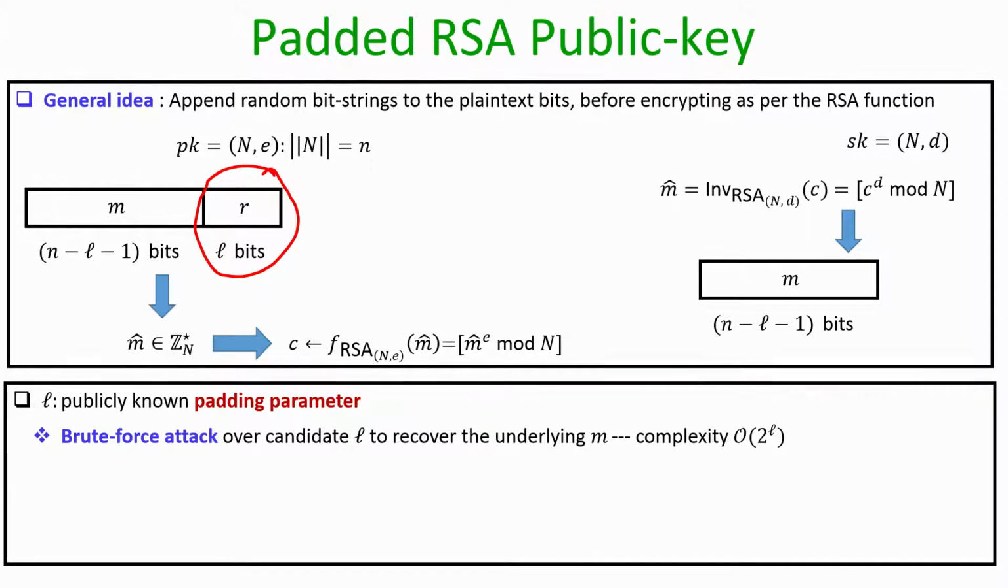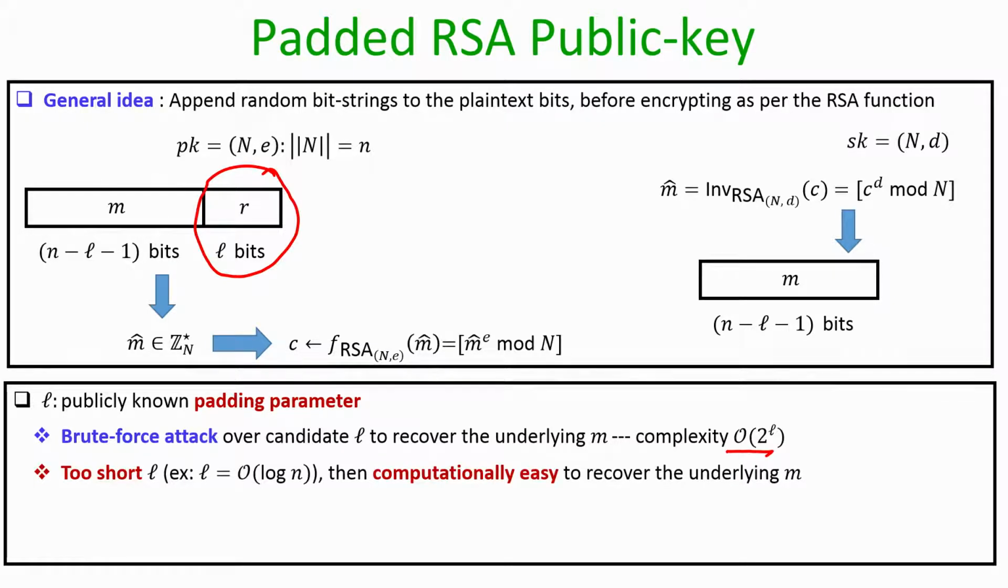And the complexity of the brute force attack is basically order 2 to the power l, because there could be 2 to the power l candidate values of R, and to go over all those candidate randomness, the adversary has to perform a computation of order 2 to the power l. That automatically implies that if your l is too short, that means the amount of randomness slot available in your version of padded RSA is too short.